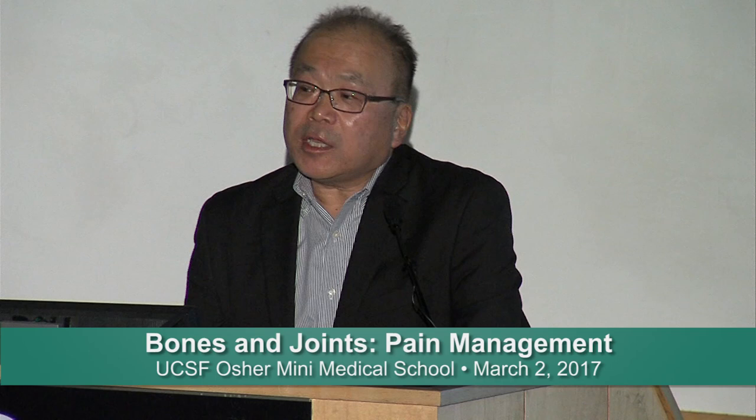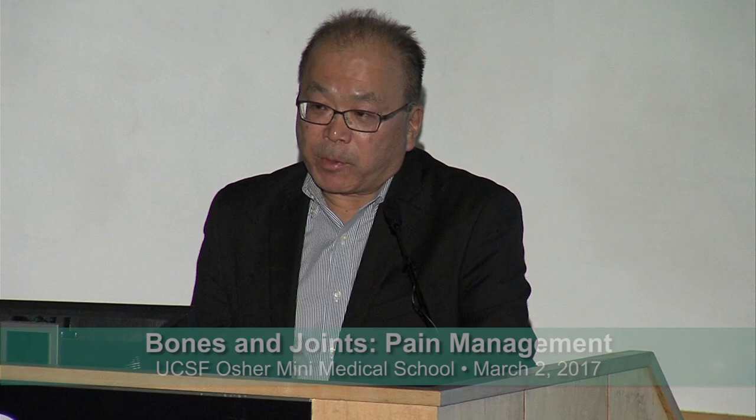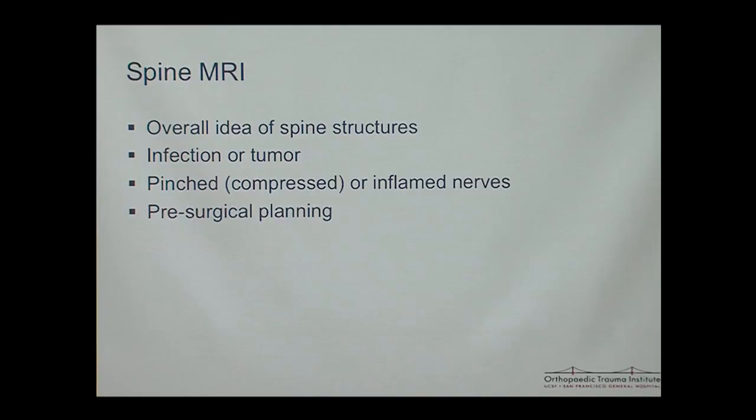So why do I take an MRI? We need to see the overall idea of the spine structures. We rule out infection or a tumor. These are very serious general problems, so sometimes it's life-threatening. Also, we see whether the nerves are pinched, compressed or inflamed. Also, if you need surgery, we need to do the MRI for pre-surgical planning.